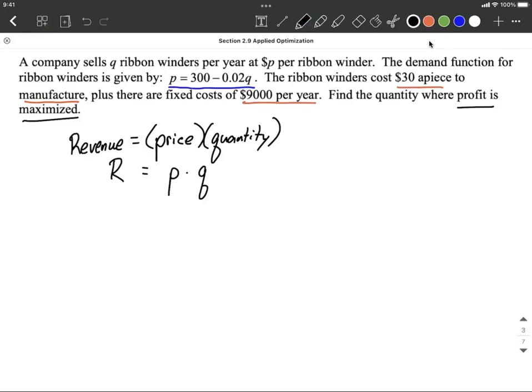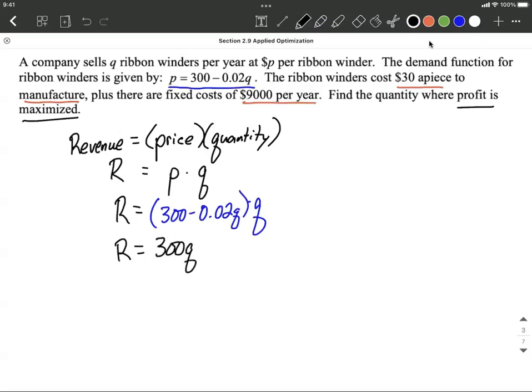So in our case, what we want to do is we're given the demand function. So let's use that demand function and fill in for P with 300 minus 0.02 Q and leave Q for our quantity. All right, now our function R is all in terms of a single variable. If we expanded this out slightly, we would get 300Q minus 0.02Q squared. All right, so we have a revenue function.